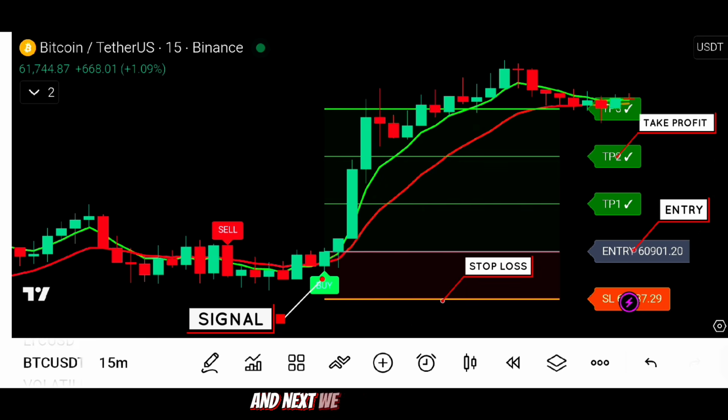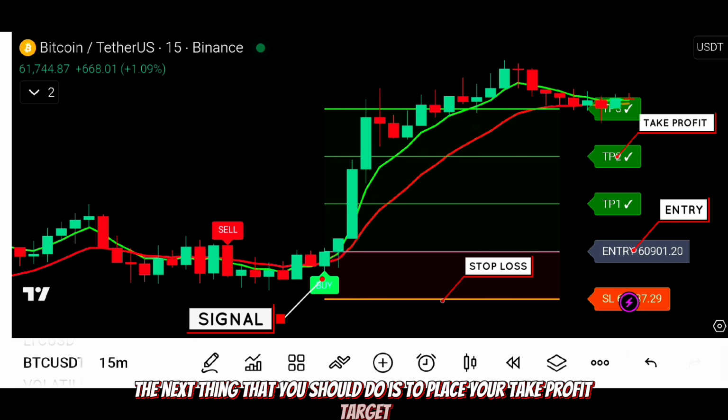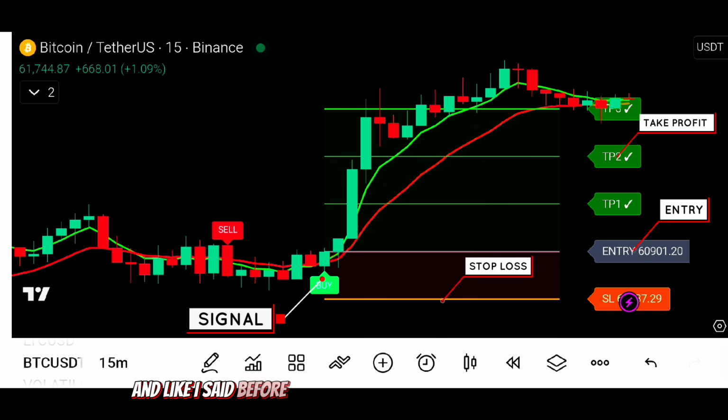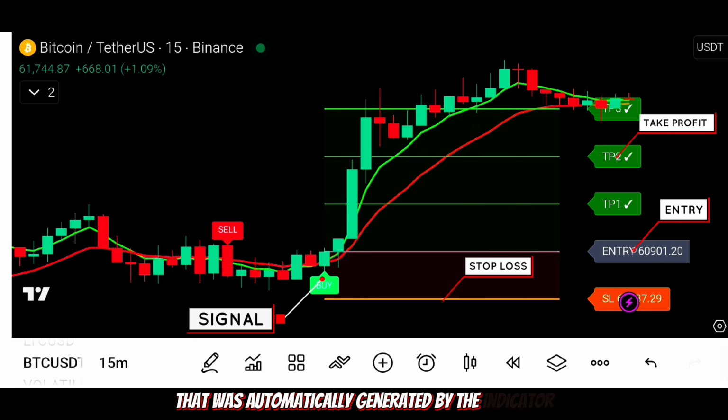And next, we have the stop loss. The stop loss should be taken very seriously. Always place your stop loss exactly where the stop loss was automatically created, immediately after the entry signal. And when you have that, the next thing that you should do is to place your take profit target according to the levels given to you. And like I said before, this indicator has done all the work for you, so you can just place your take profit target at the area that was automatically generated by the indicator.